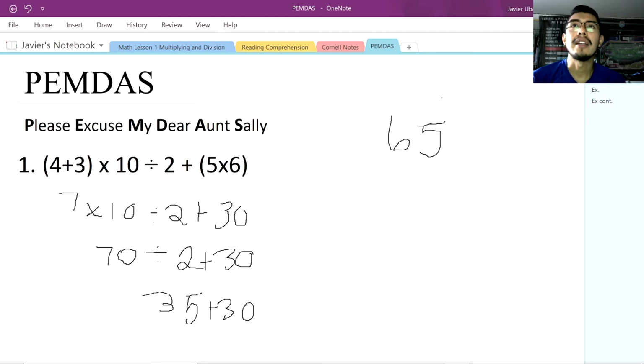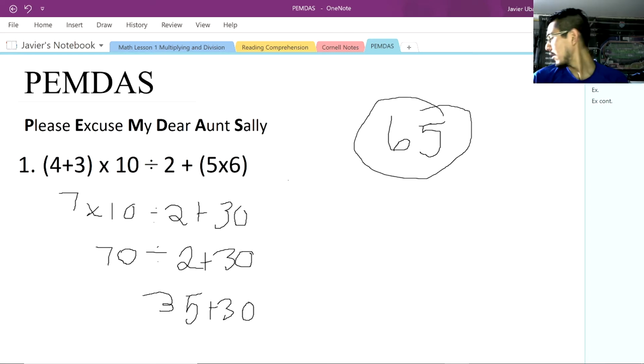Sorry for my writing, but this is the answer. 65. So that's how you do it, right? That's how we did this one. We started off with the parentheses because that's the first operation we do. So parentheses, 4 plus 3 is 7, 5 times 6 is 30. And then you write the rest of it down. 7 times 10 divided by 2 plus 30.